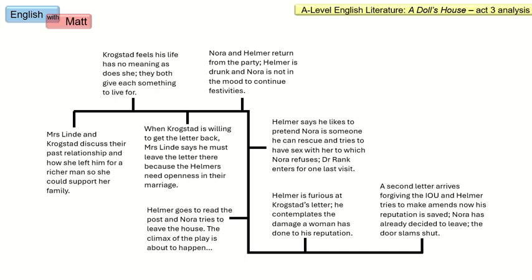A second letter arrives after this angry outburst, in which Krogstad forgives the loan, and then Halmer, quite pathetically, really, tries to make amends and basically say, don't listen to anything I say, Nora. I was angry. Everything is now fine. But by that point, the marriage has gone past the point at which it can be saved. She has seen and she has heard enough. And Halmer's true character has now been brought into the spotlight, and there's no amount of grovelling that he can do in order to make her forget how he reacted.